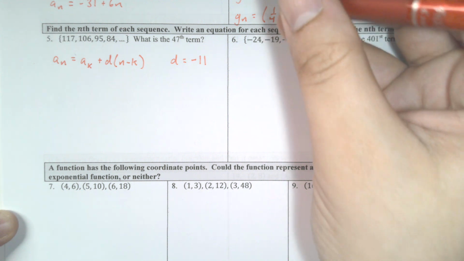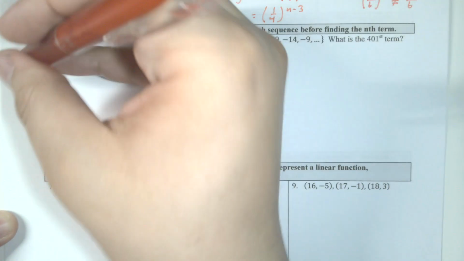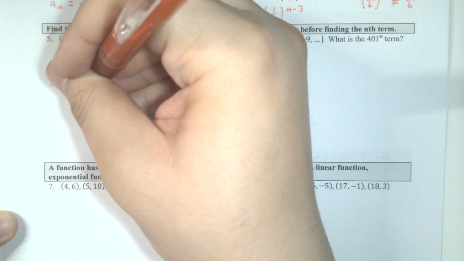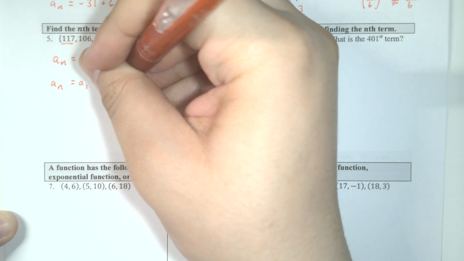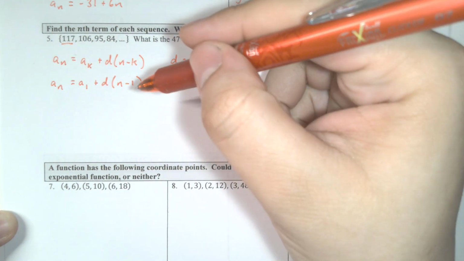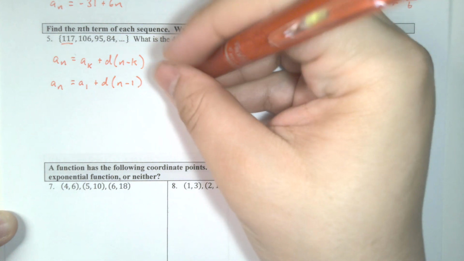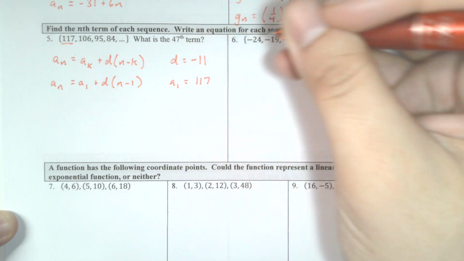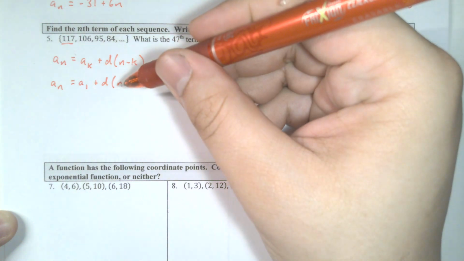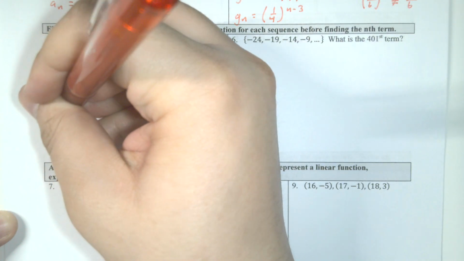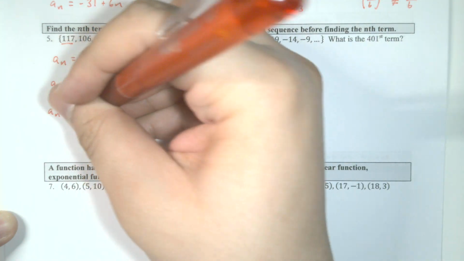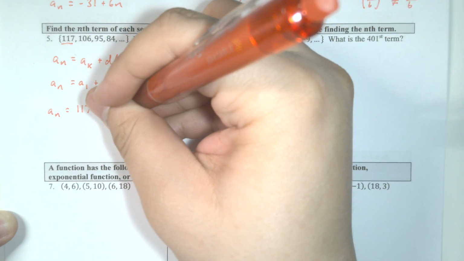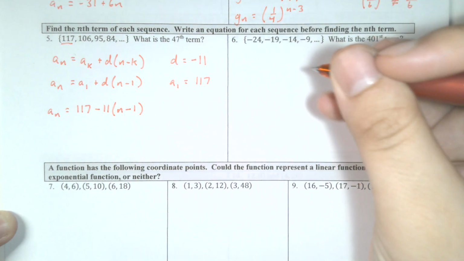I'll choose k is equal to 1. Let's base it off of this first term. So that means that a sub n is equal to a sub 1 plus d times n minus 1. So if I'm letting k equal 1, this is the formula we're going to work with. And then what is a sub 1? Well, a sub 1 is equal to 117. And so now we just need to plug this information into this formula here. And we get a sub n is equal to 117 minus 11 times n minus 1.